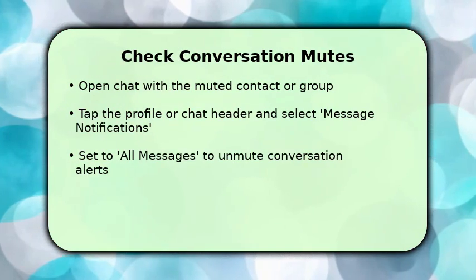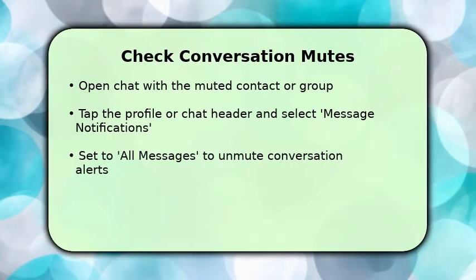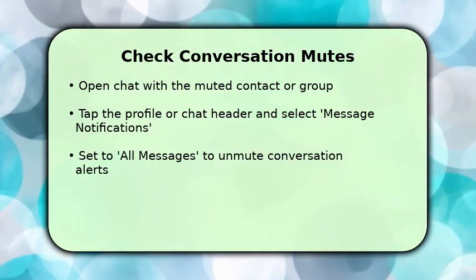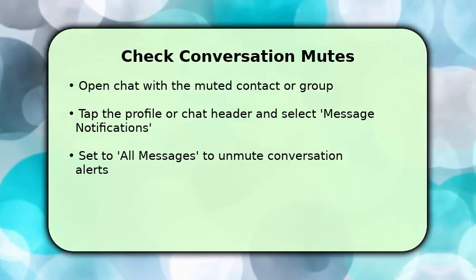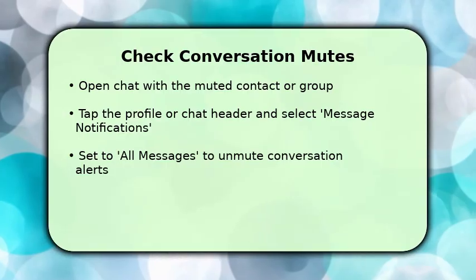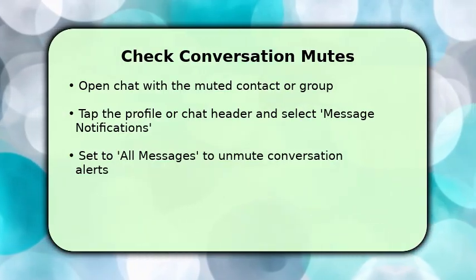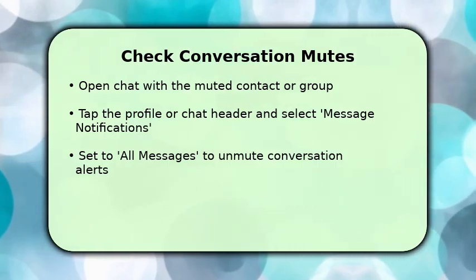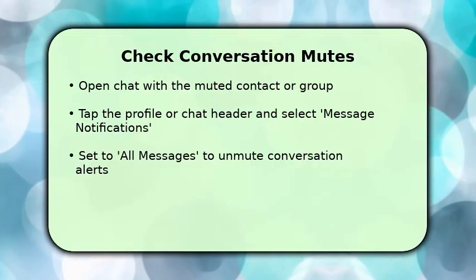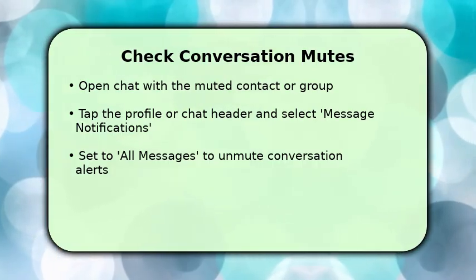Finally, handle per conversation mutes that aren't in settings. Open the chat for any person or group that's silent, then tap their profile or the chat header to access message notifications. If it's set to muted or only stories, change it to all messages so you receive alerts again. Make sure Do Not Disturb is off for that chat and that your phone system notifications allow Snapchat.